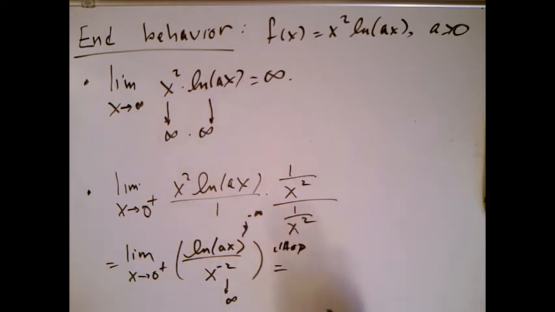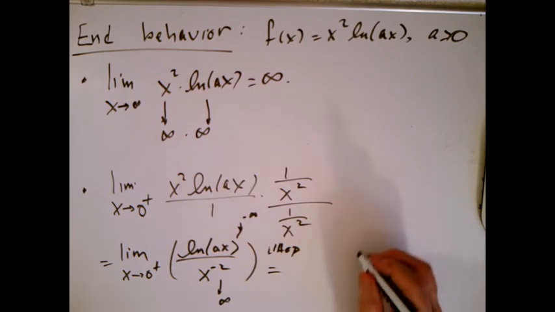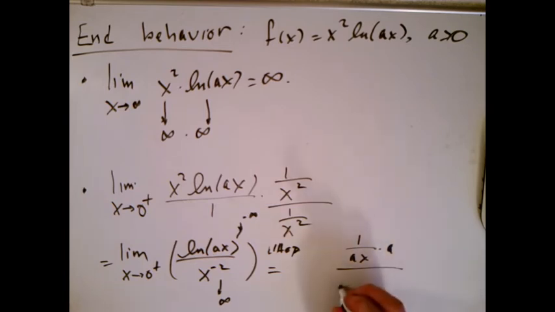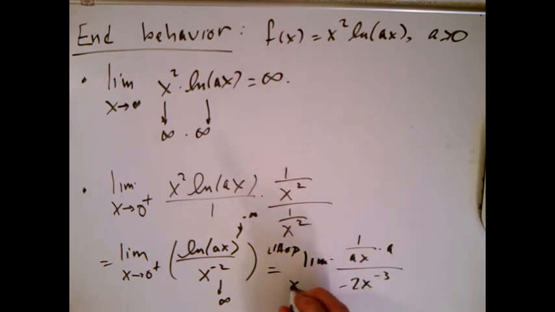Remember, when you use L'Hopital's rule, you have to show that thing on top, show that thing on bottom, and tell everybody you're using L'Hopital's rule. Now, how does L'Hopital's rule work? It says take the derivative of the top, which is 1 over ax times a, take the derivative of the bottom, which is minus 2 x to the minus 3, and then try taking the limit all over again.